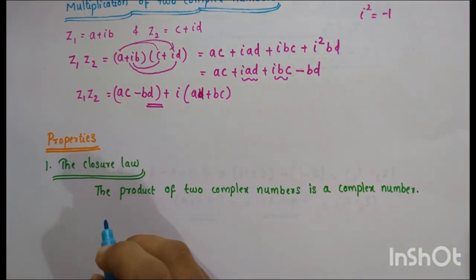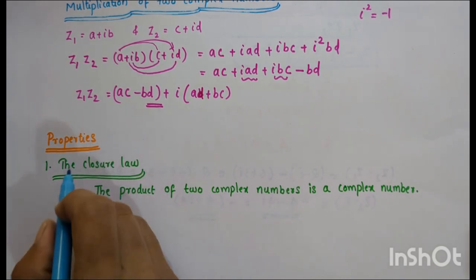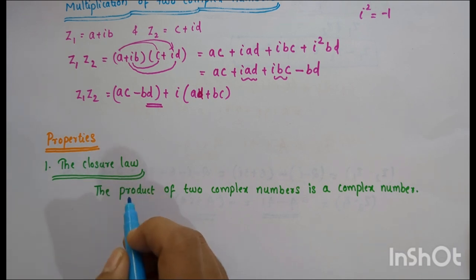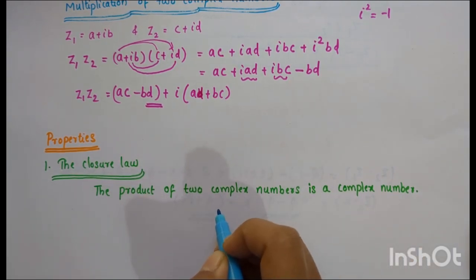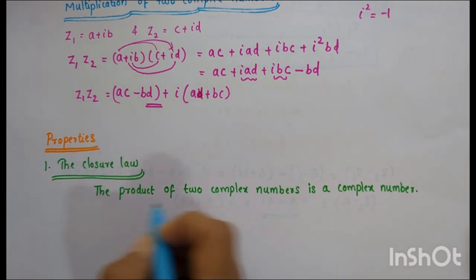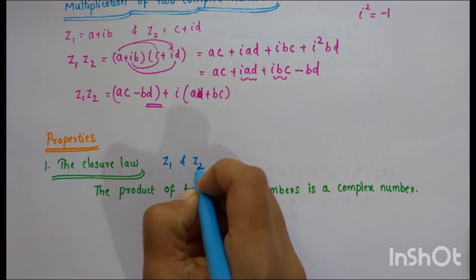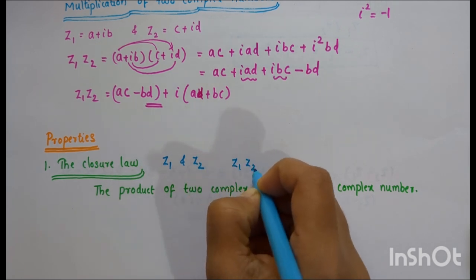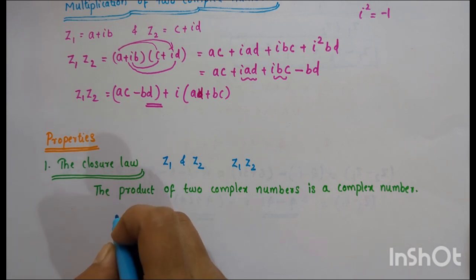Multiplication of two complex numbers possesses the following properties. The first one is the closure law. That is, the product of two complex numbers is a complex number. For example, if we consider two complex numbers z1 and z2, their product z1 into z2 will also be a complex number. That is what closure law states.